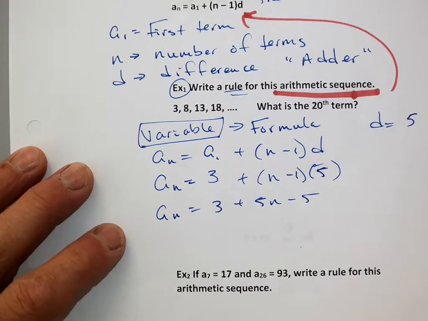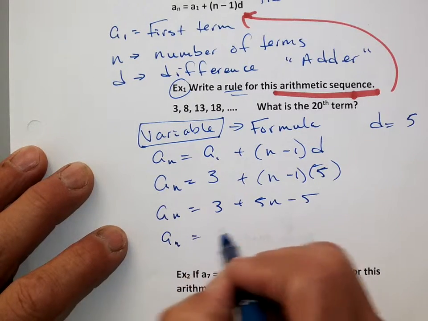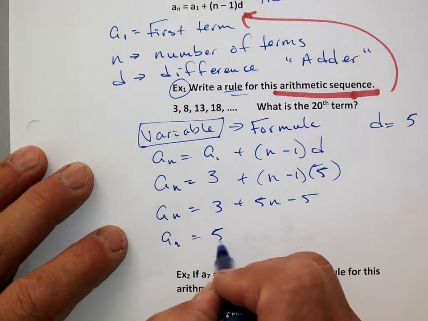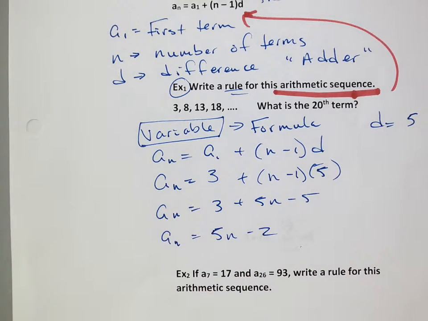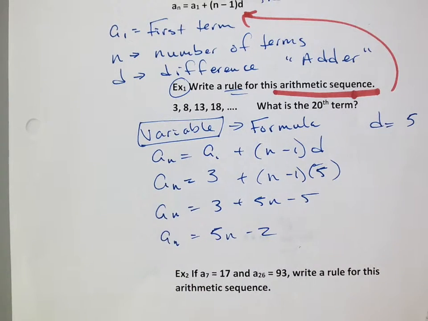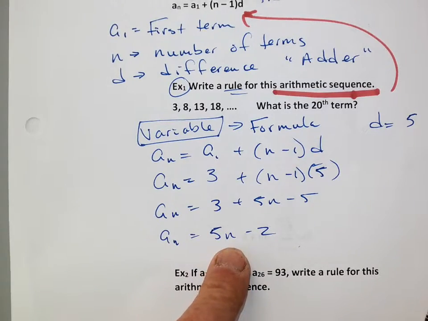I just distributed. And then I'm going to get a of n equals 5n minus 2. You okay with my formula? Now, let's do a check. We've made a general formula for this sequence. I could then make any term, because I've got my rule, right? Here's my rule. But let's do a check.